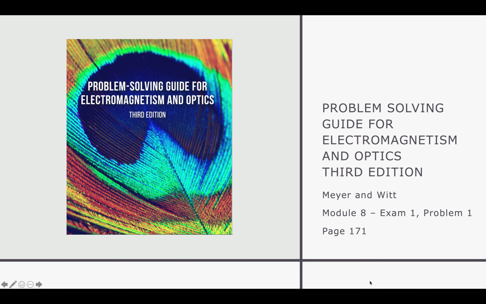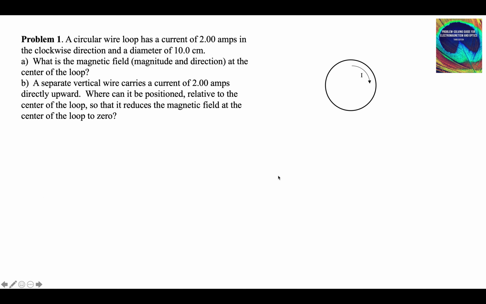This is problem number 1 on exam 1 of module 8 in the book Problem Solving Guide for Electromagnetism and Optics. Problem 1: A circular wire loop has a current of 2 amps in the clockwise direction and a diameter of 10 centimeters. What is the magnitude of the magnetic field and the direction at the center of the loop?